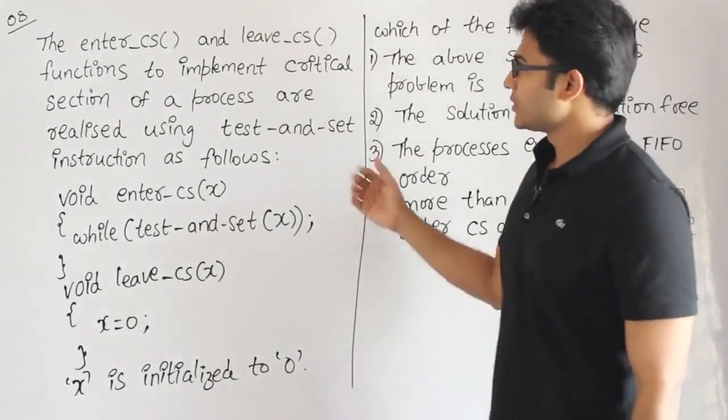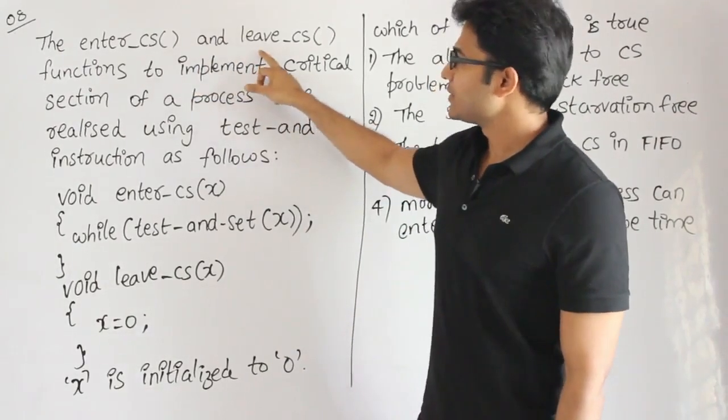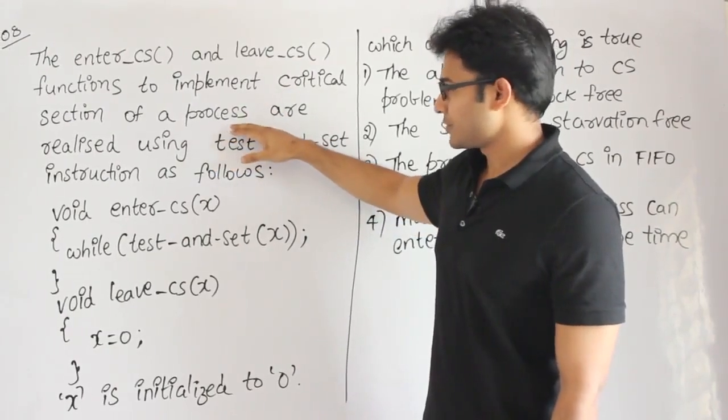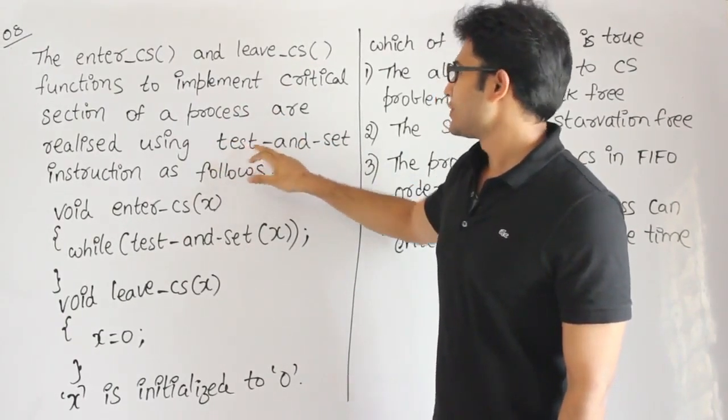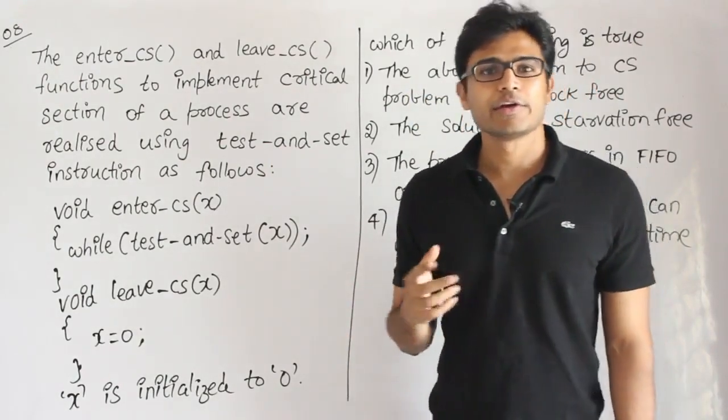Watch this question. This was asked in GATE 2008. They are saying that there is enter critical section and leave critical section. There are two functions which are used to implement critical sections of a process, and they are realized using test and set. So it is a question about TSL, test and set lock, and I told you about TSL.